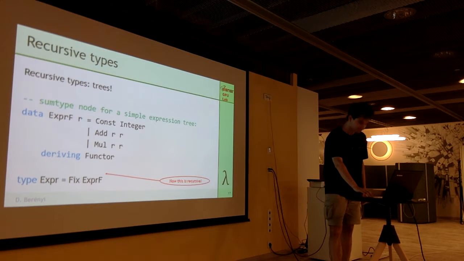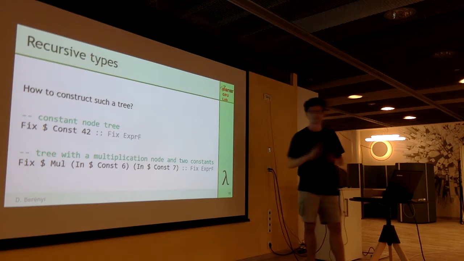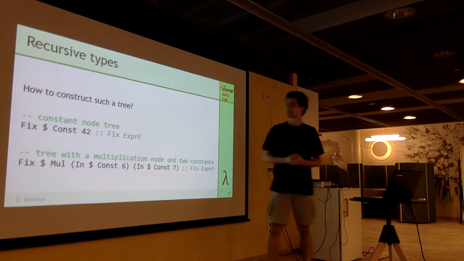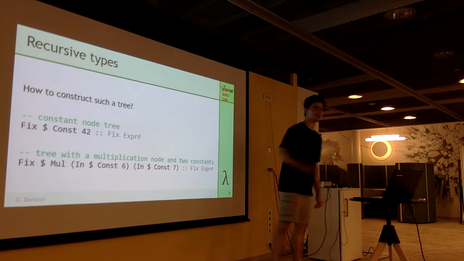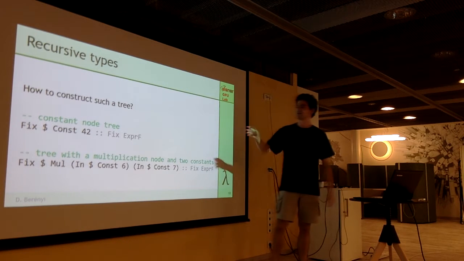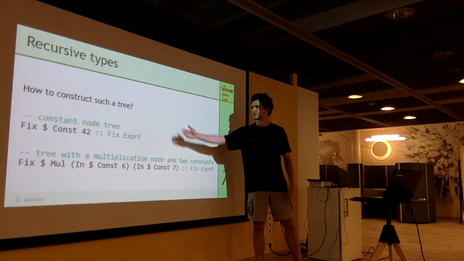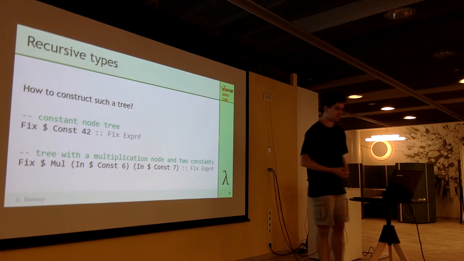our tree. How do we create such a tree? For example, we can take the constant node, the constant branch from the sum type, give it some integer, and then fix it, and we will have the fixed tree type, and we are fine.